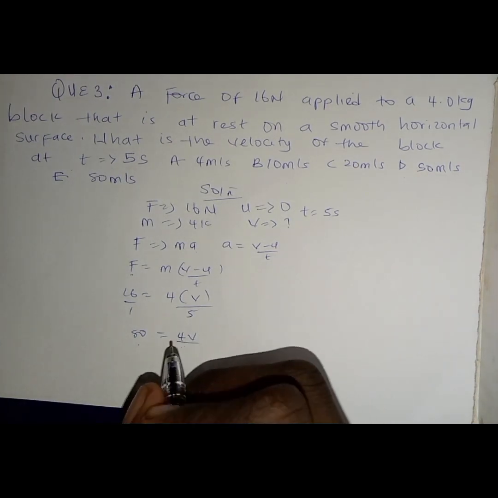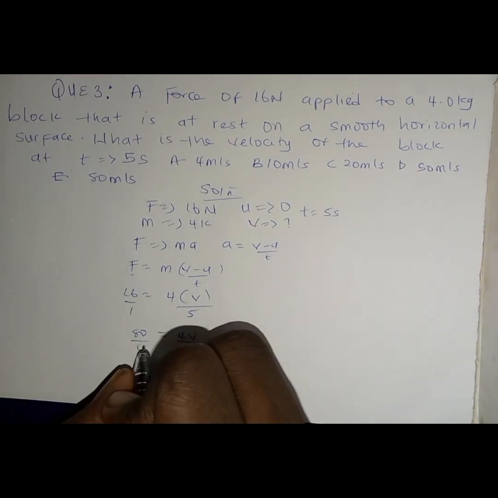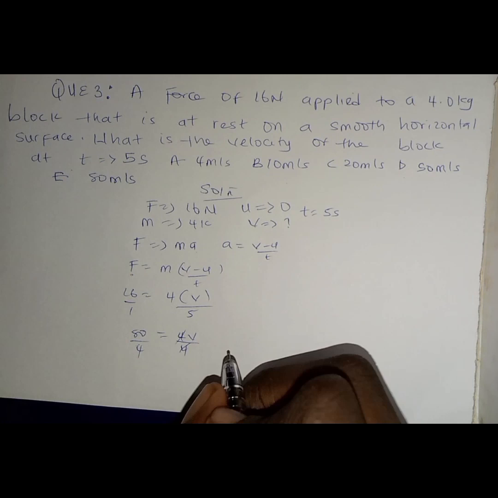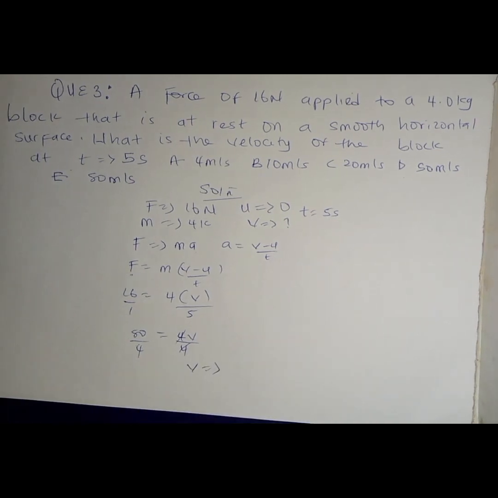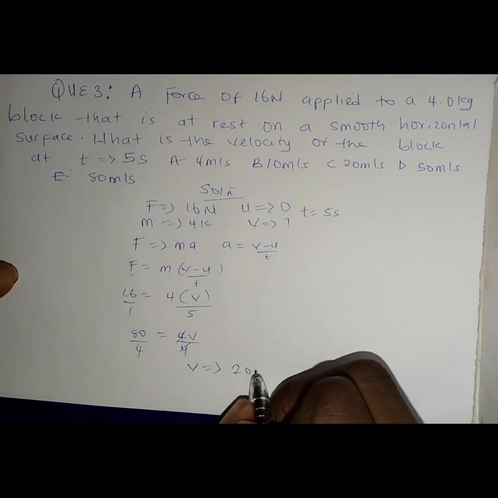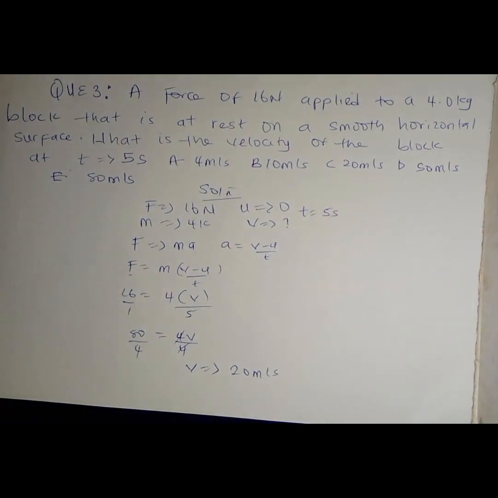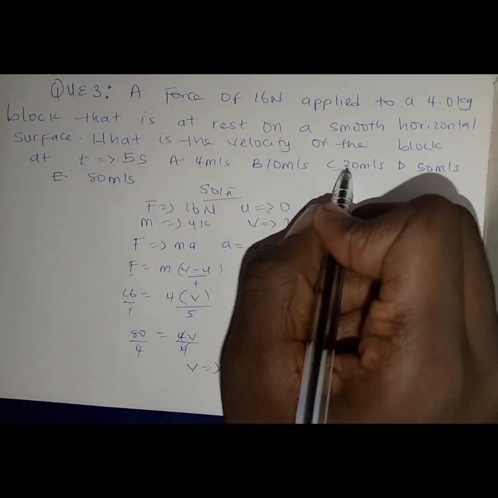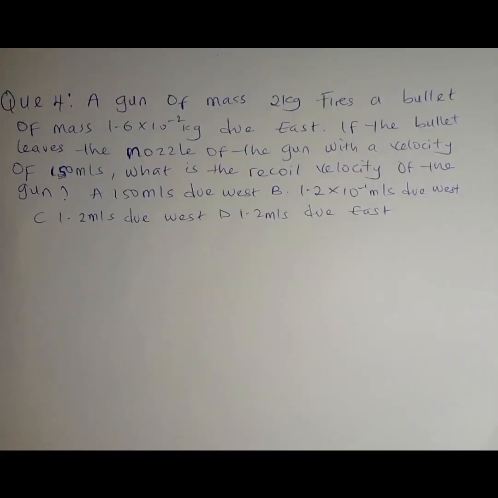Dividing both sides by 4, I believe I'll get my answer to be V equals, I think, 20. So therefore, 20 meters per second. Let's check if our answer is in the options. Okay, option C. Now, let's focus on the case 4 question.